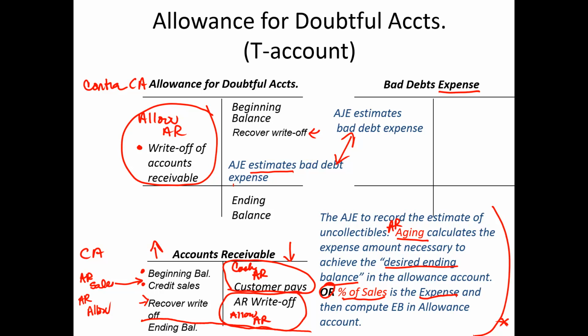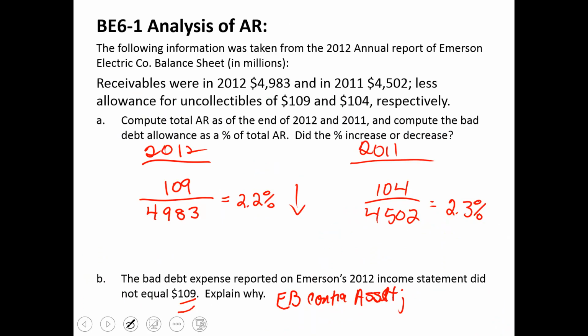Well, let's see how we can use this for a problem. So this problem asks us basically to figure out the proportionality between the allowance account and the accounts receivable account. So for Emerson Electric, we're told what the allowance balance is and what the accounts receivable balance is, and we're asked to compute the percentage. So in 2011, the allowance account estimates that about 2.3% of the accounts receivable are not going to pay. That's our estimate. Whereas in 2012, we think it's only about 2.2%. So did it increase or decrease? It decreased. So we must be much more optimistic about our customers' ability to pay their receivable bills.